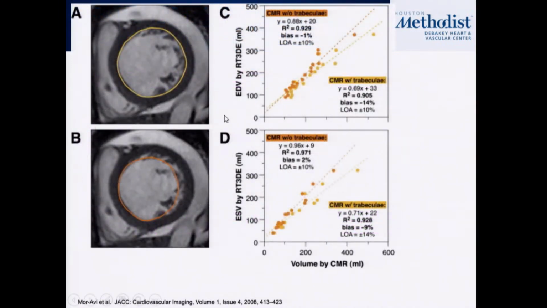This is mostly driven by trabeculations. So in this study, when they traced the MRI similar to how we potentially trace echo, the agreement becomes much better.